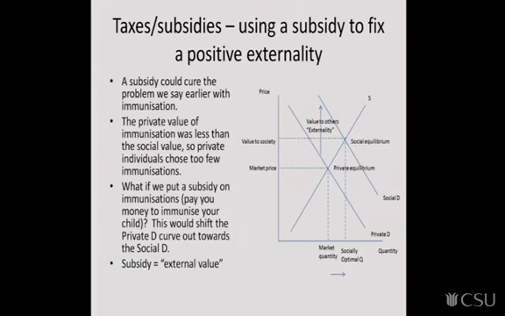And if we can get the subsidy just right, you could imagine we could push the private demand curve out to the social demand curve. And you could achieve the socio-optimal level of choices by a subsidy. Right? So you're paying people to do something that has positive benefits. The flip side is when you have a negative externality.